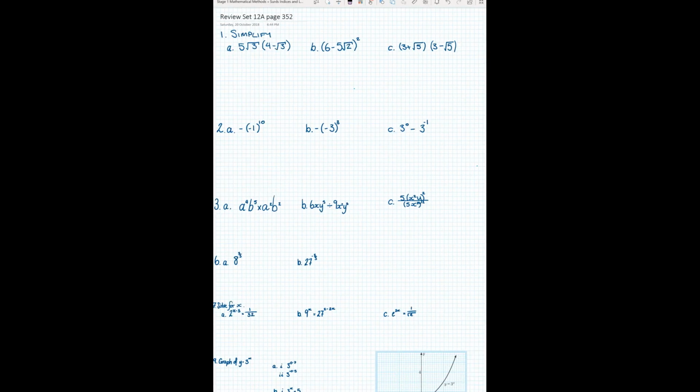Okay, so this is the first of our revision videos for our surds, indices and logarithms test, starting with review set 12A from page 352 of your textbooks. Now the first question is asking us to simplify 5 times the square root of 3 multiplied by 4 minus root 3 in the brackets.